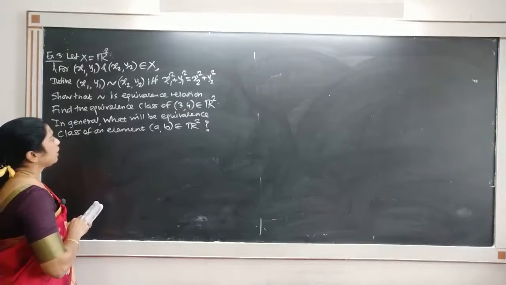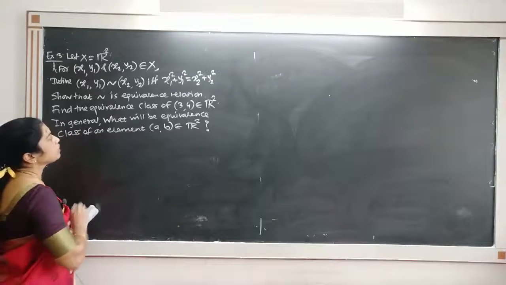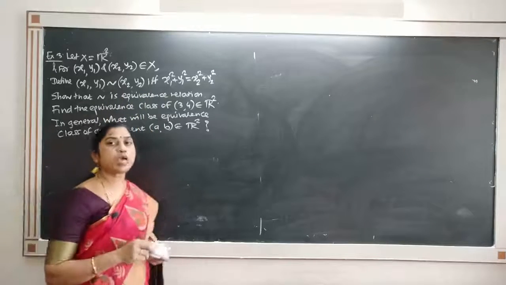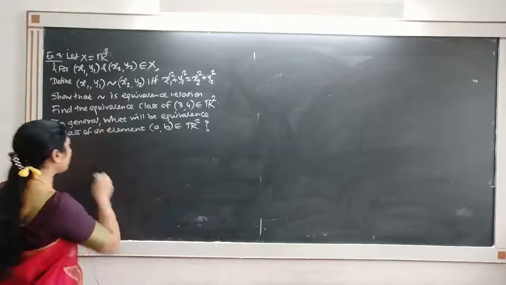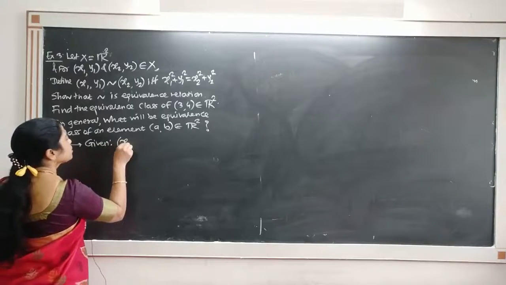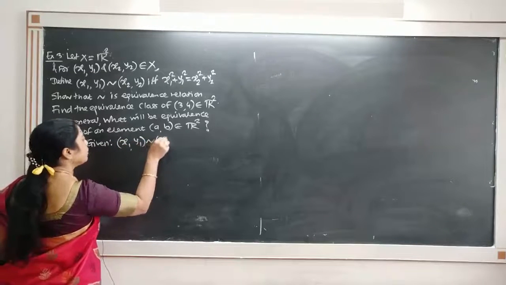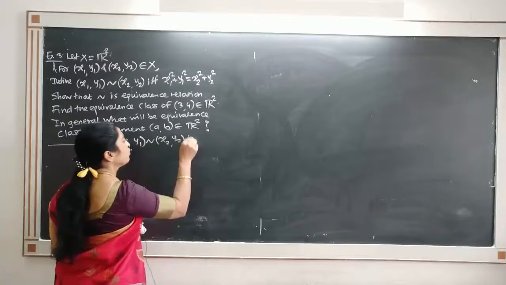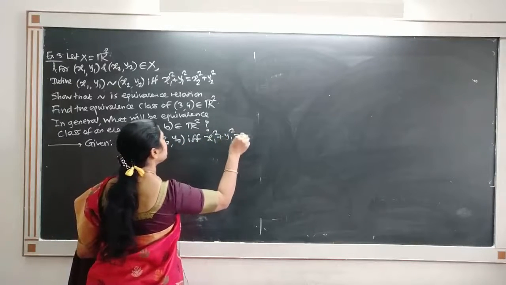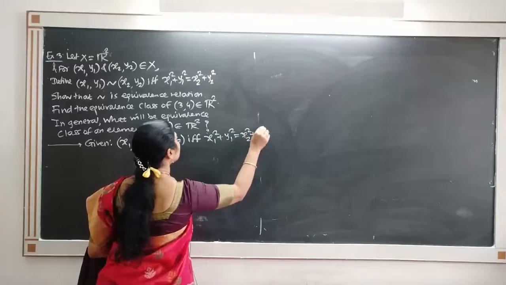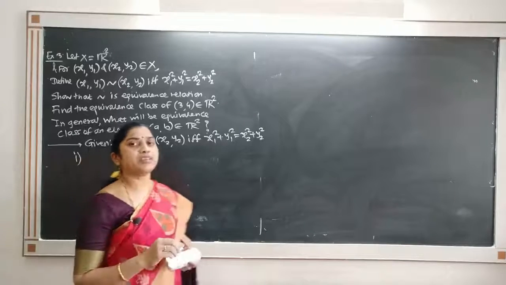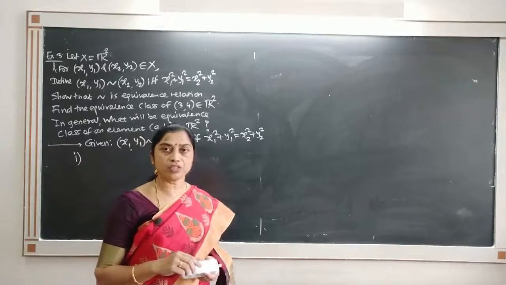It is given that (x1, y1) is related with (x2, y2) if and only if it satisfies the condition x1 square plus y1 square is equal to x2 square plus y2 square. So start with the given thing. To prove that this is an equivalence relation, prove that it is reflexive, symmetric and transitive.